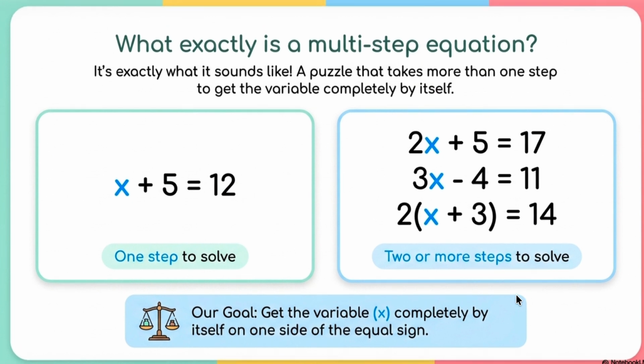A multi-step equation is exactly what it sounds like. It's an equation that takes more than one step to solve. A one-step equation might be something like x plus 5 equals 12. But a multi-step equation has more going on, like 2x plus 5 equals 17, or 2 times (x plus 3) equals 14. Our goal is always the same. Get the variable completely by itself on one side of the equal sign.